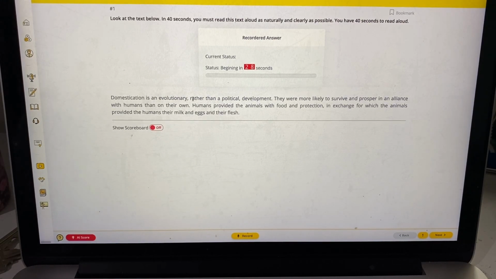Domestication is an evolutionary rather than a political development. They were more likely to survive and prosper in an alliance with humans than on their own. Humans provided the animals with food and protection in exchange for which the animals provided the humans their milk and eggs and their flesh. Domestication, evolutionary, alliance, domestication.